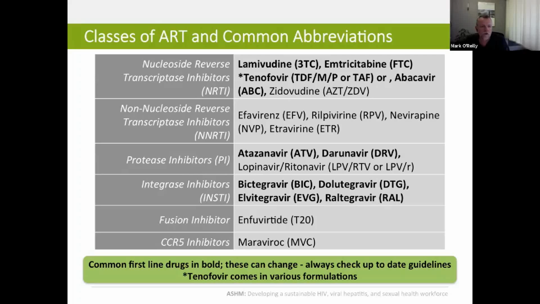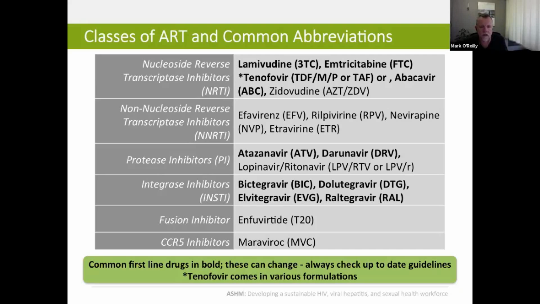The next group are the non-nucleoside reverse transcriptase inhibitors, or NNRTIs. So common drugs in this class are efavirenz, rilpivirine, nevirapine, and etravirine. Increasingly, these regimens are no longer initiated in most people living with HIV now, and increasingly individuals are being switched off these regimens. So they're not common drugs used to treat HIV in this era.